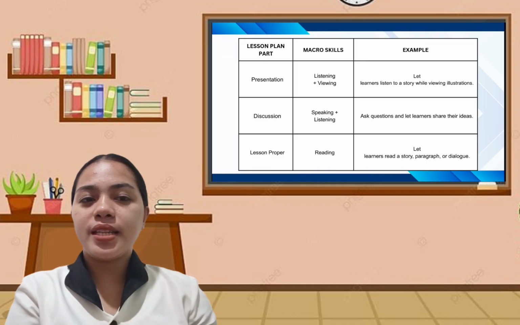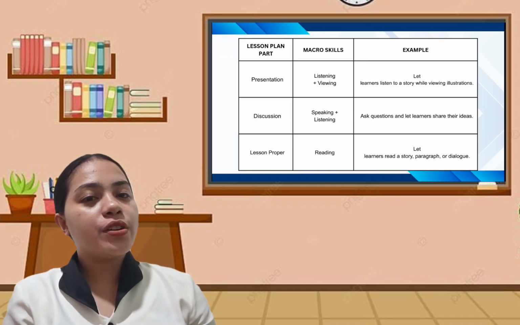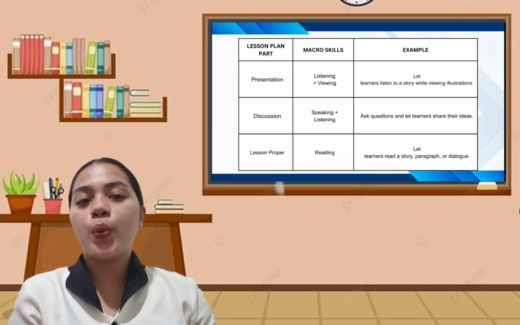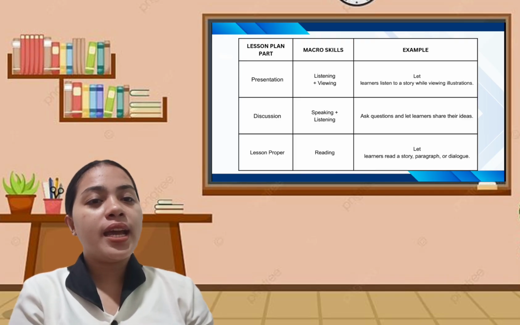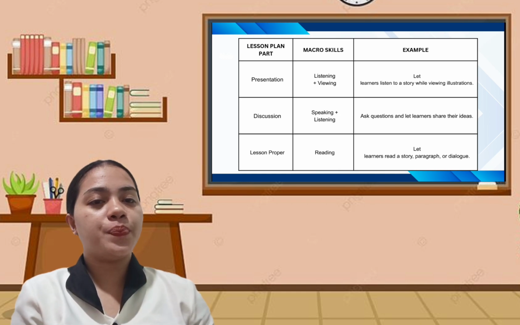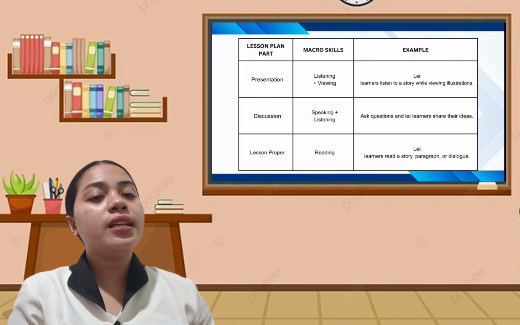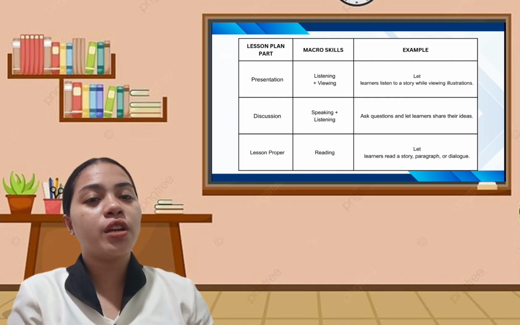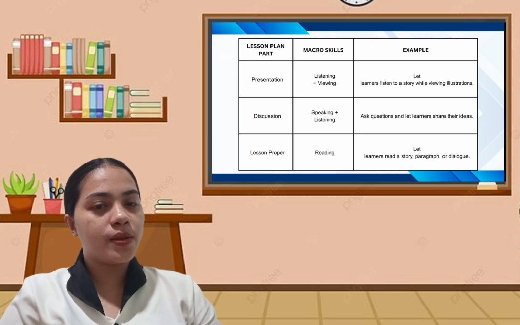Next is the presentation, listening and viewing. Let learners listen to a story while viewing illustrations. So during presentation, the teacher introduces the new lesson or information. So we can combine listening and viewing by letting learners listen to information while looking at related pictures or illustrations.